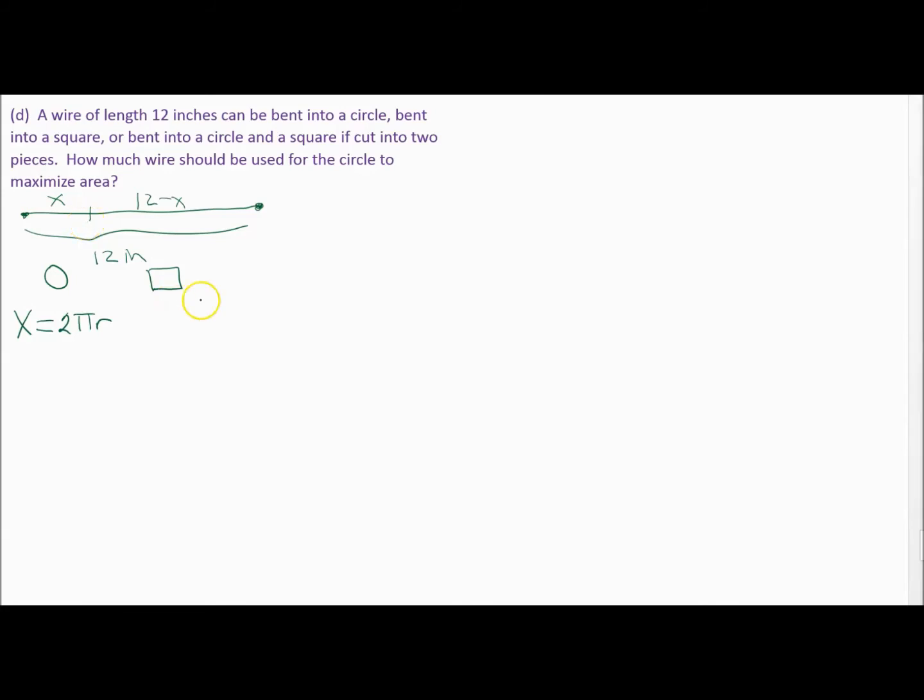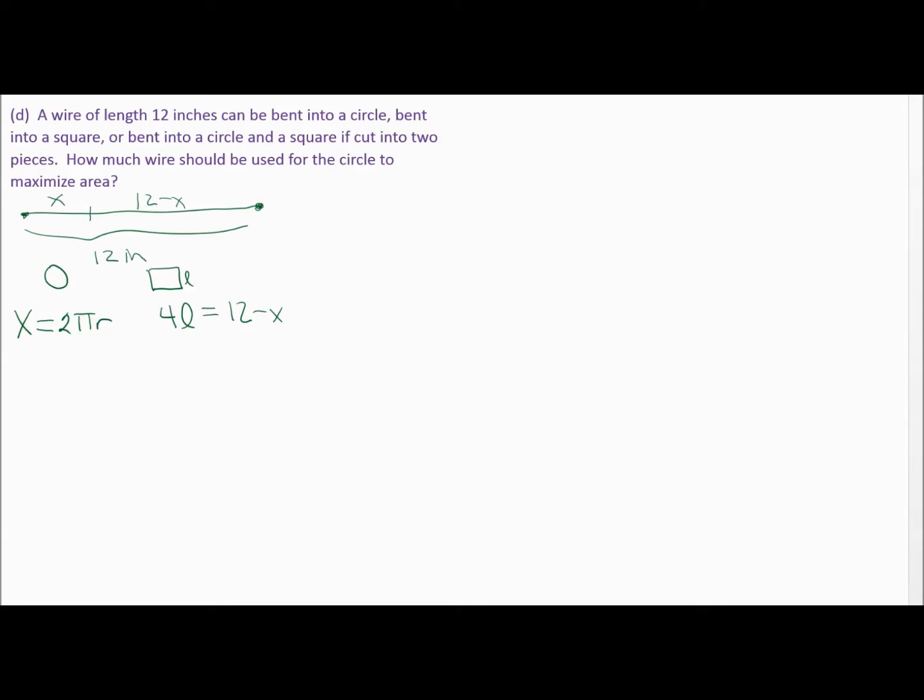Okay? And when we think about the square, mine looks like a rectangle. Let's pretend it's a square. That means that all 4 sides are the same. I'm just going to call that L, for length, you could call it S for side. So 4 L's is going to equal 12 minus X, because that's all we have to make our square. So the X piece makes the circle, which is 2 pi r. The 12 minus X piece makes the square, where there are 4 lengths. Each side is called L. So that's a way to get started.